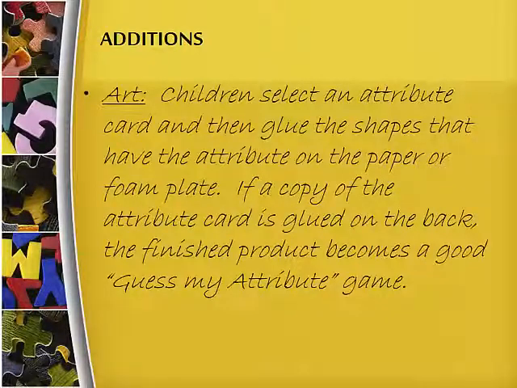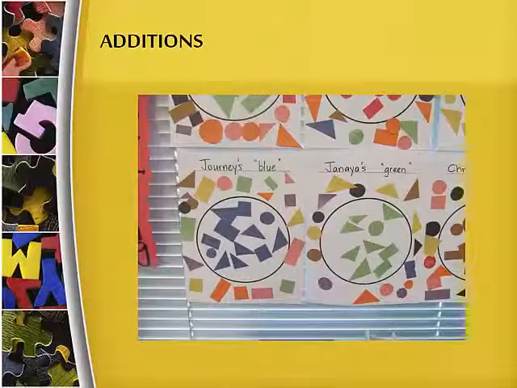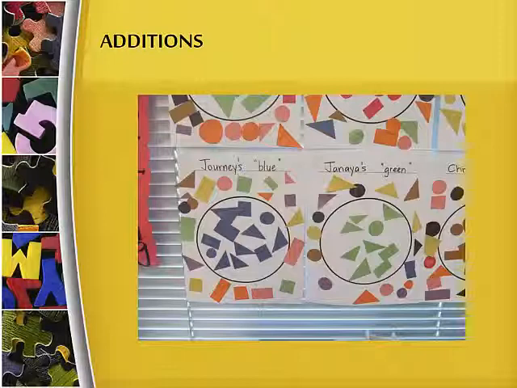Additions. A student will select an attribute card. Then the student will glue shapes inside and outside the circle in correspondence with the attribute. You can display this work on Classroom or take a picture of each and make a slideshow and play a game, Guess My Attribute.